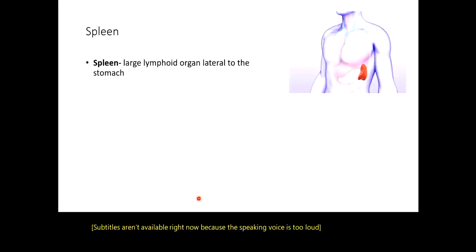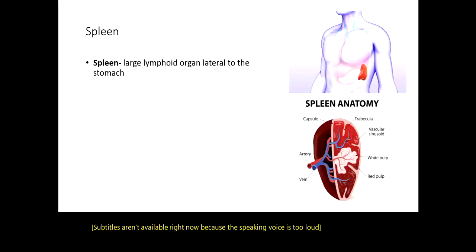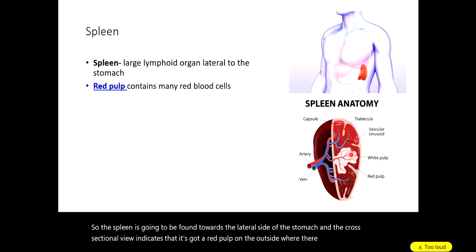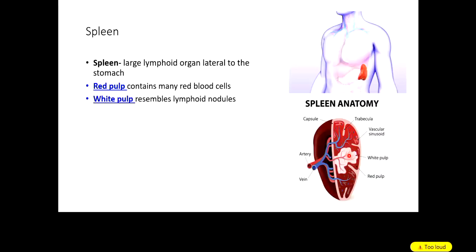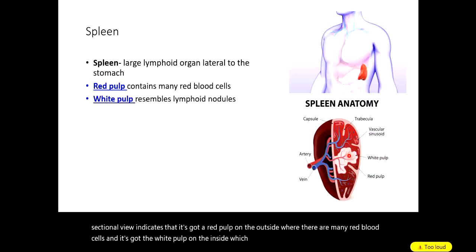Here's another example of a secondary lymphoid organ. The spleen also does a similar function. So the spleen is going to be found towards the lateral side of the stomach, and a cross-sectional view indicates that it's got a red pulp on the outside where there are many red blood cells, and it's got the white pulp on the inside which has more lymphoid nodules.